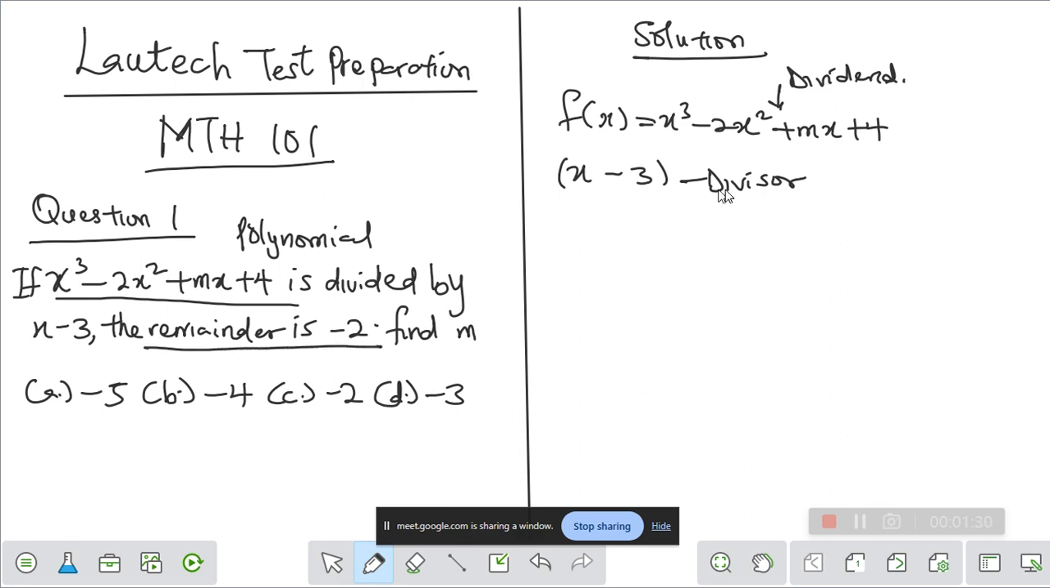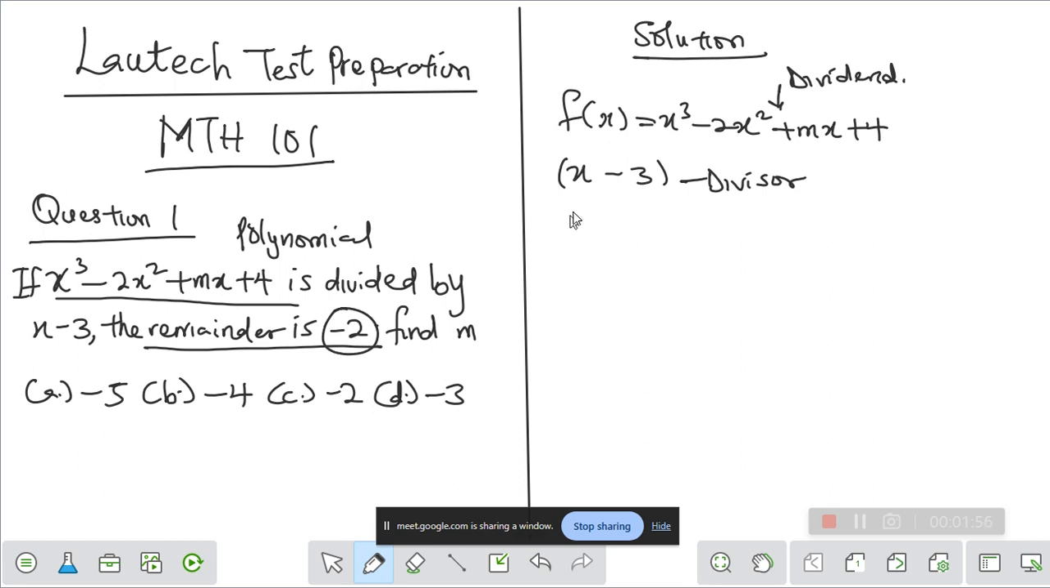What they are saying is that in polynomial, you divide something like this, x cube minus 2x squared plus mx plus 4. This is your dividend. If you divide this function using this x minus 3, you are going to get minus 2, right?